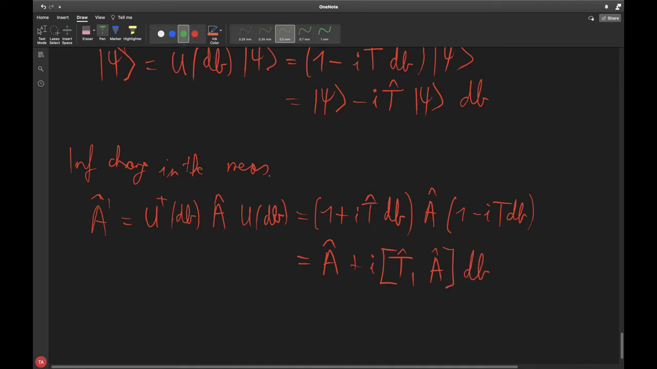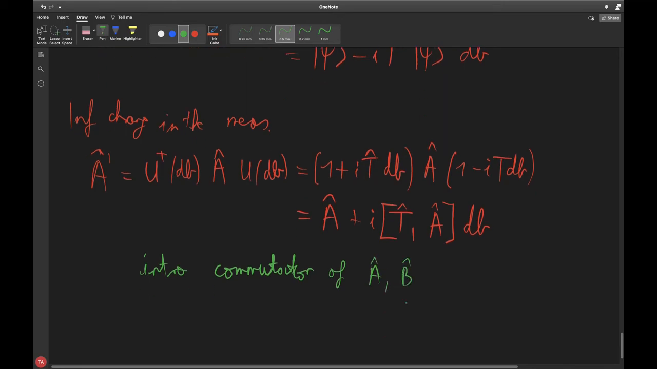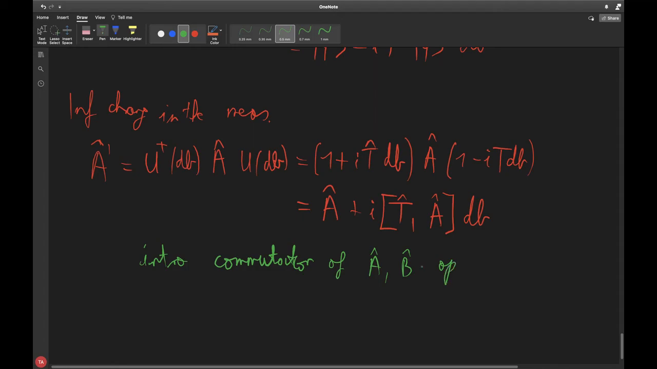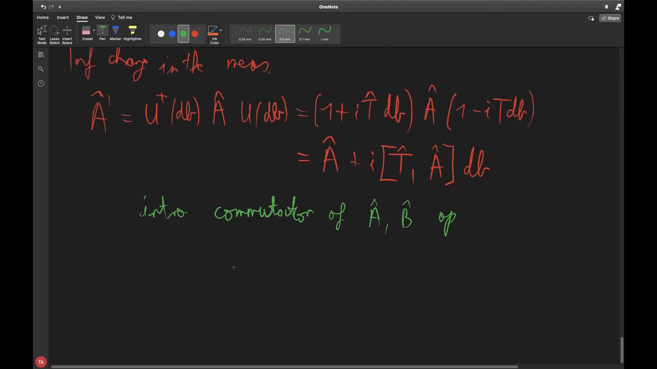So I introduced the commutator of a and, let's say, b, now in general for operators. It is defined that a comma b, the operator commutator, is the same as the a operator multiplied with the b operator minus the b operator multiplied with the a operator.